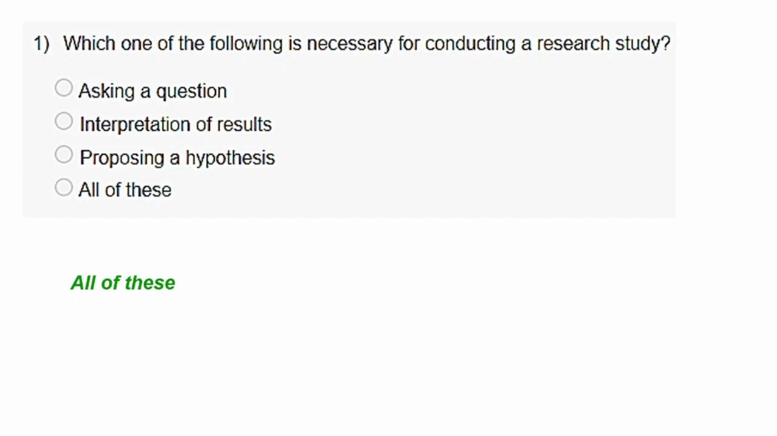So when you're starting a research, obviously you have to go through literature review, literature survey. Then you're basically asking a question, then you're forming a hypothesis. Then obviously you're doing the work. You're designing the experiment, you're defining your work, you're carrying out the work.